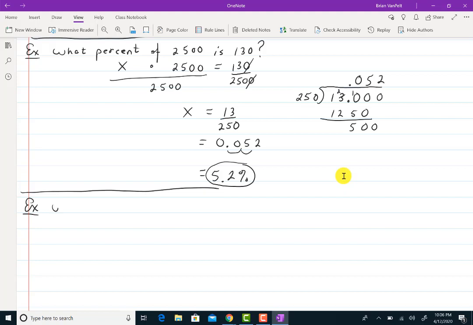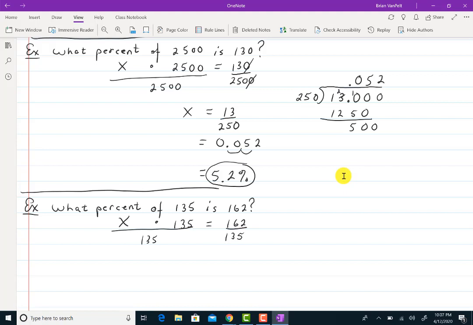Next we have, what percent of 135 is 162. So I get x times 135 equals 162. Divide by 135. Divide by 135.